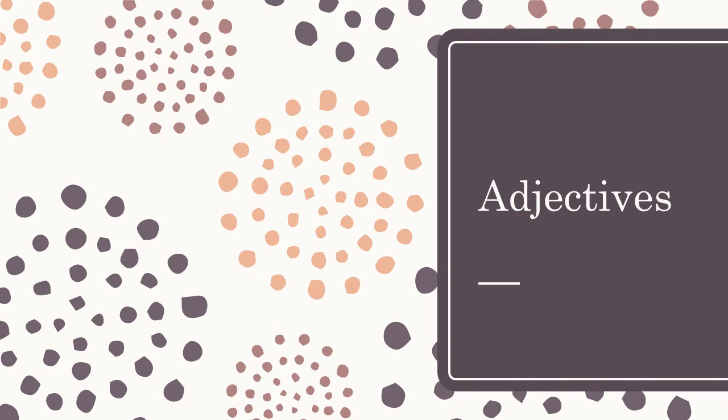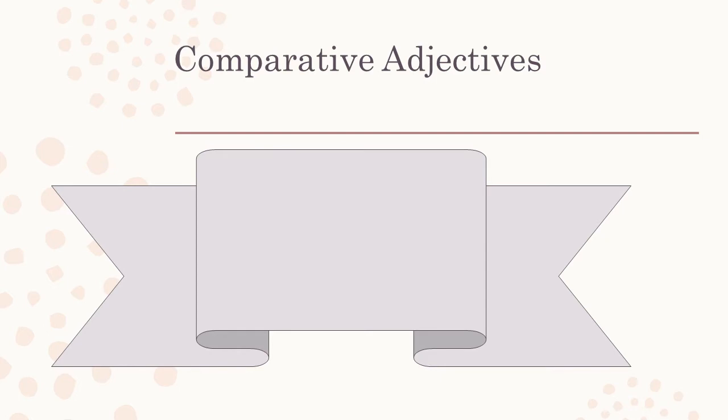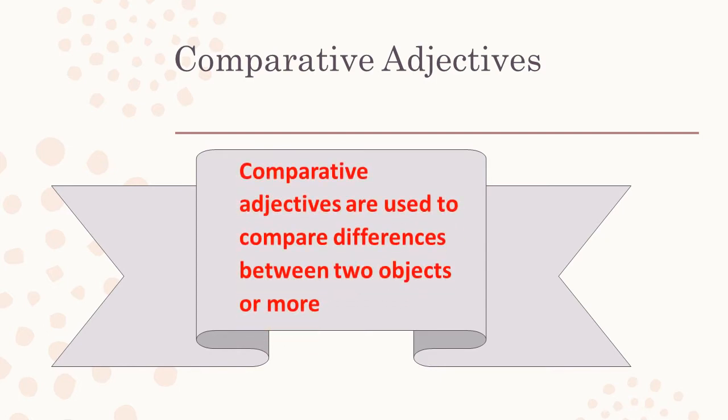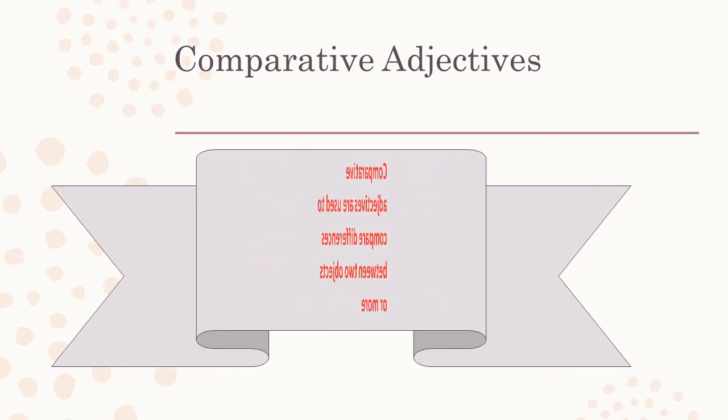Today we are studying the adjectives. We are going to study the comparative and superlative. Let's start with the comparative adjectives. What are the comparative adjectives? Comparative adjectives are adjectives which are used to compare differences between two objects or more. If I'm comparing two things to each other, I use the comparative.